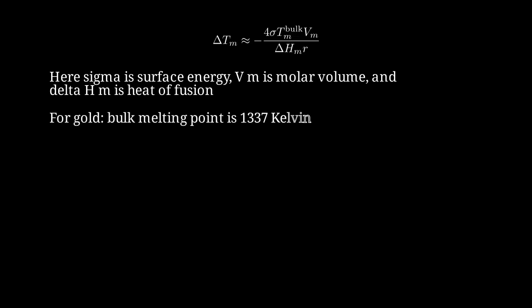Gold normally melts at 1337 Kelvin, or about 1064 degrees Celsius. Gold's surface energy is approximately 1.5 joules per square meter. Gold's molar volume is about 10 to the negative 5 cubic meters per mole. The heat of fusion is approximately 12.5 kilojoules per mole.